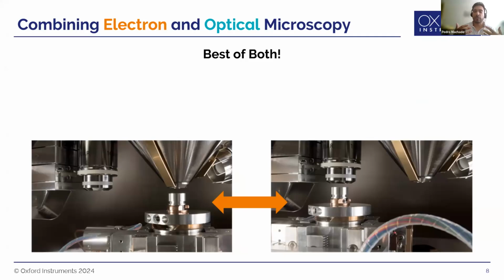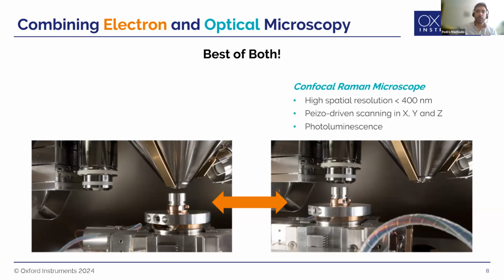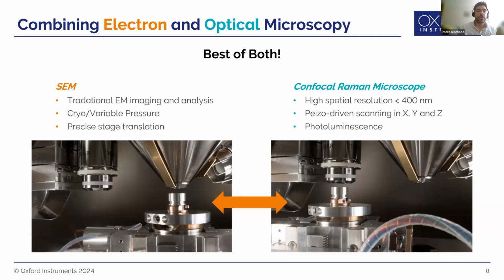I'm not going to go too much on how we do this correlation, but this is attached to just a piezo scanner, and you'll be able to get a good range in the X, Y, and Z planes. So you have the traditional SEM advantages combined with the confocal Raman advantages here.